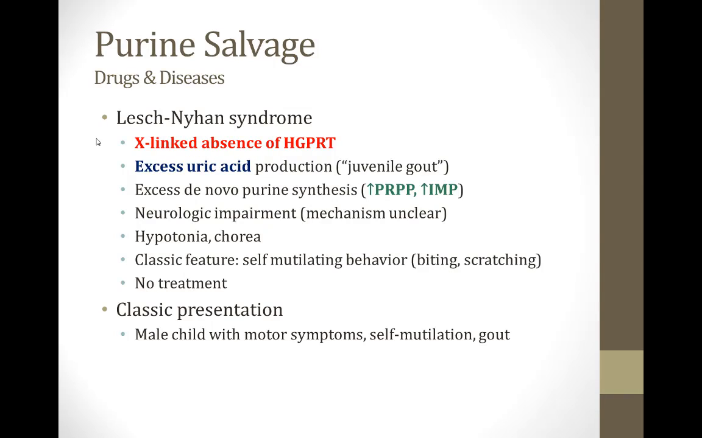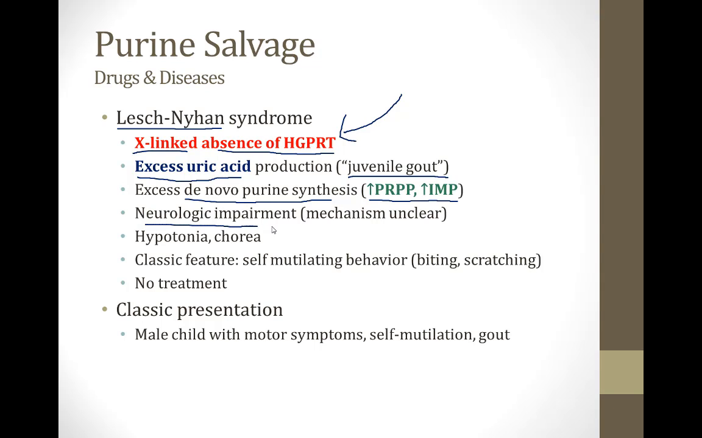A final clinical tie-in with the purine salvage pathways is a rare disorder called Lesch-Nyhan syndrome. This is an X-linked disorder where children are born with absence of the HGPRT enzyme. Recall that HGPRT is important for salvaging the purines hypoxanthine and guanine. So if you do not have HGPRT, you cannot salvage those purines, and thus they will get converted to uric acid. Therefore, these children have excess uric acid in their plasma, and this condition is sometimes called juvenile gout. In addition, because you cannot salvage purines, the de novo purine synthesis pathway ramps up. So these children have very high levels of PRPP and IMP in their systems.